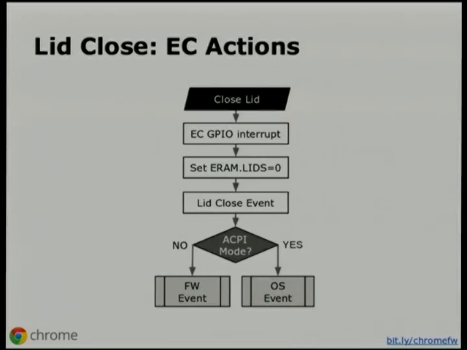So pretty straightforward on the embedded controller side. Someone closes the lid, a GPIO interrupt happens, you set your lid switch, your current lid state to 0, and then you generate a lid close event. What kind of event you generate depends on whether you have entered ACPI mode or not. If you have an ACPI aware OS, when it's booting up, it will trigger an interrupt into the firmware that will then also be passed down to the embedded controller that says, okay, I'm going into ACPI mode. From now on, stop sending me system management mode events and start sending me system control events so that I can handle them in the OS instead of in the firmware.